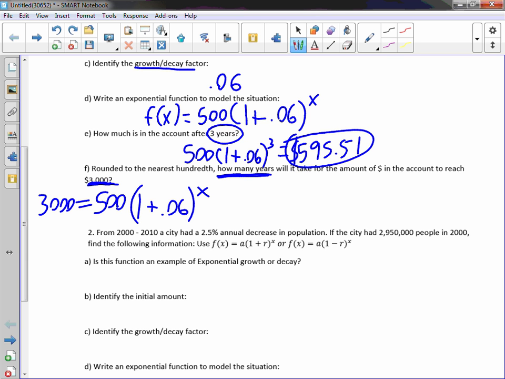To solve this, we are going to try to get the base and exponent by itself and use logs. Here's how we do that. And by base and exponent by itself, I mean this piece right here. That's what we're trying to get all alone. So we'll divide the 500 away. We get 6 equals, and then this piece, because it's in parentheses, we can do what it says. So add 1 plus 0.06 is 1.06 to the x power.